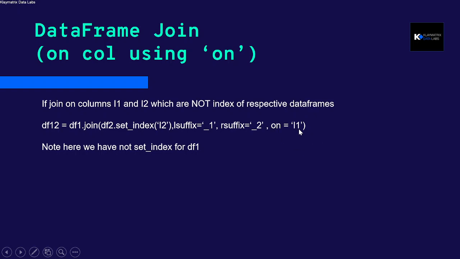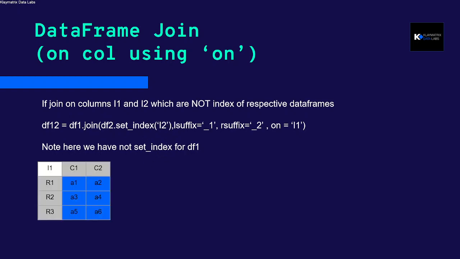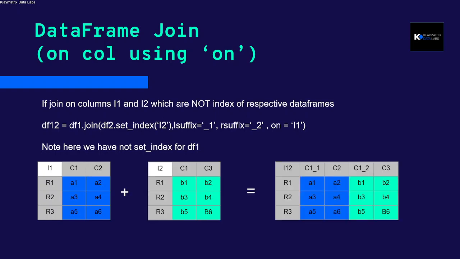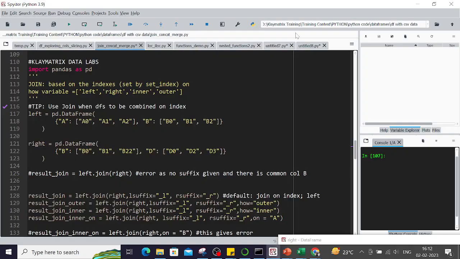So this way it joins on I1, and it also converts the other data frame's I2 column into index. So for df1 we are not changing the index, we are changing the index for df2, right? We'll show this in the example also so that you have more clarity. Take this example, we have this first data frame and the second data frame. If we join them together, then we get the output like this. So this way we have the join using the on keyword.